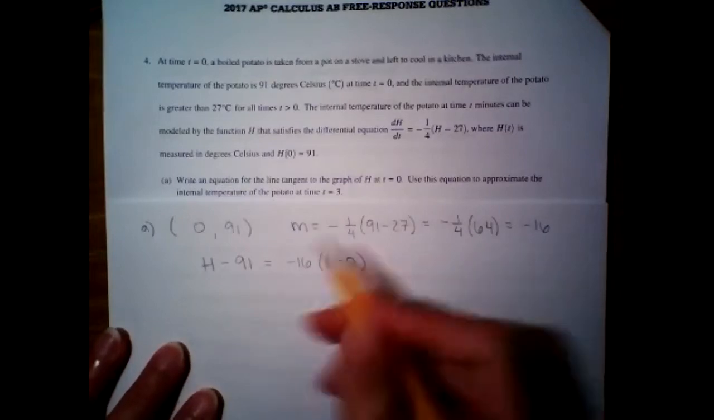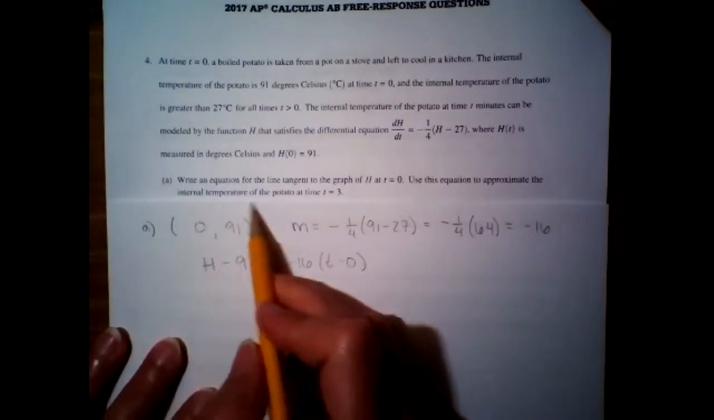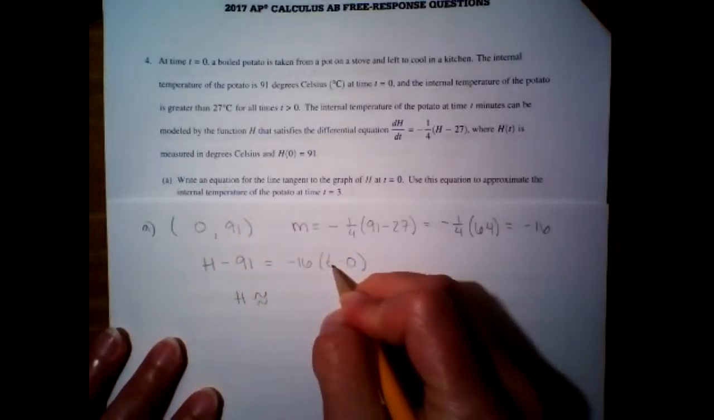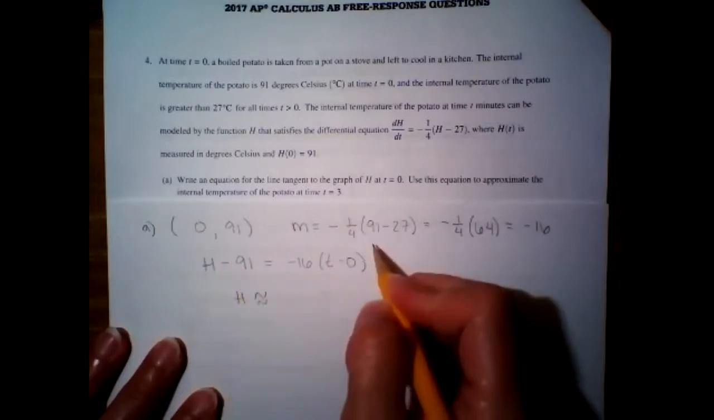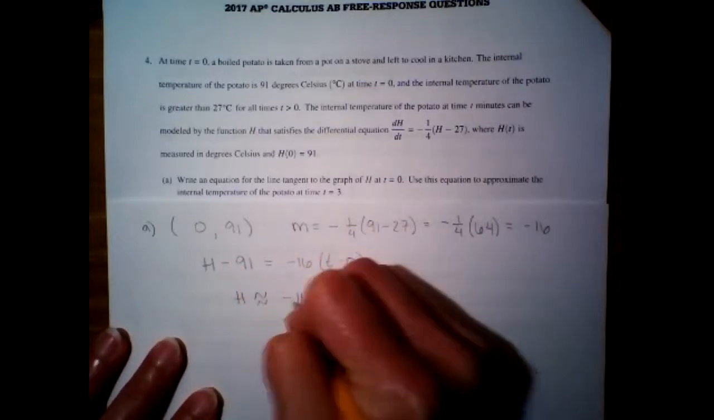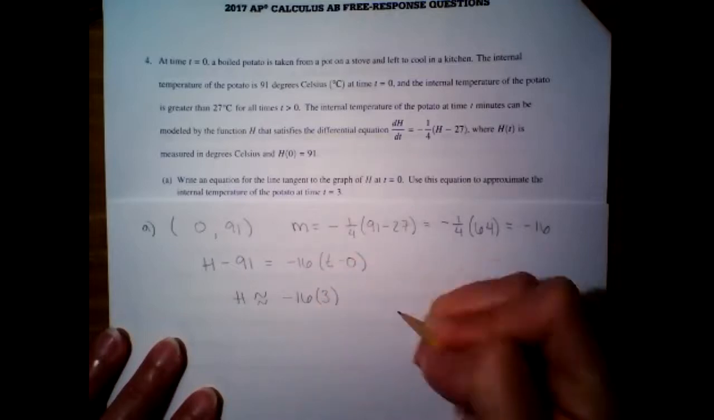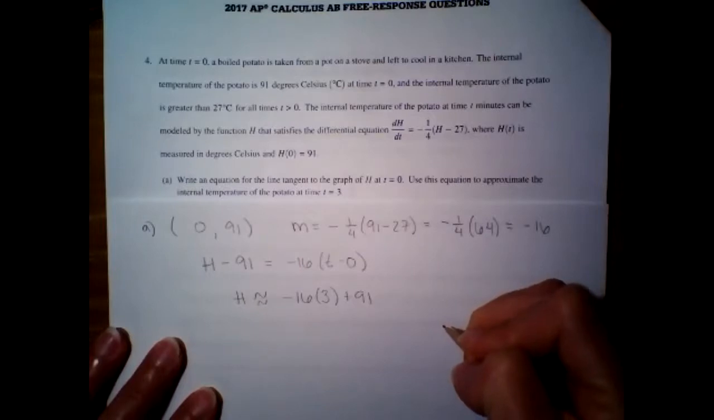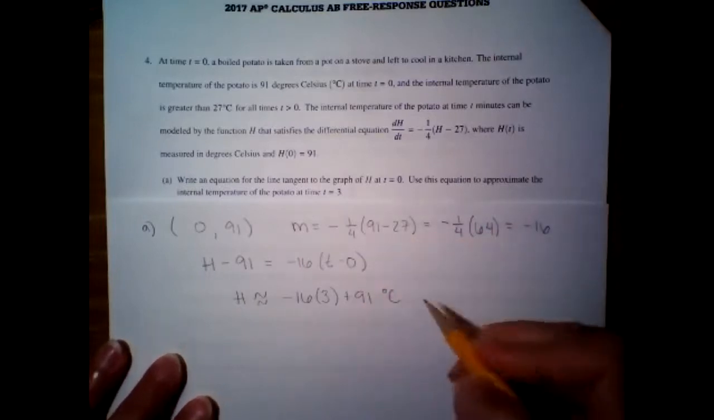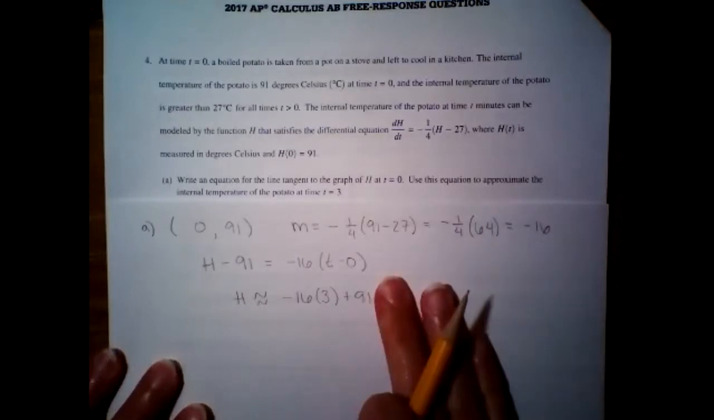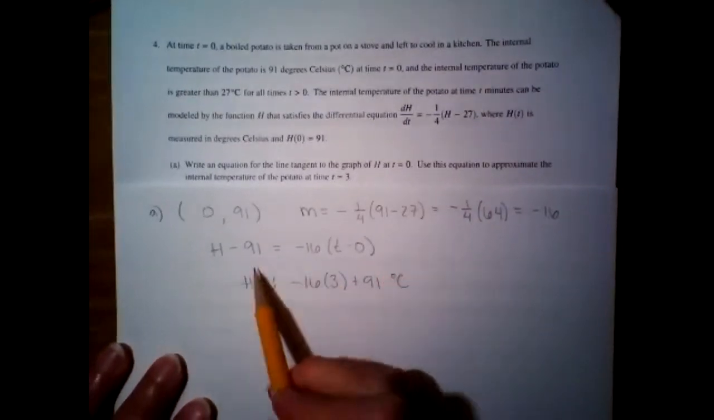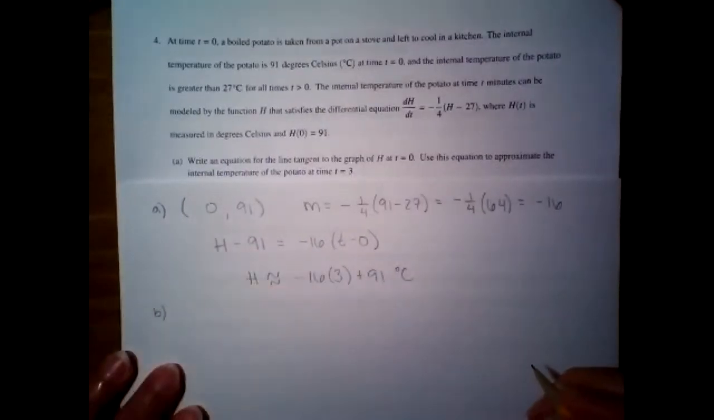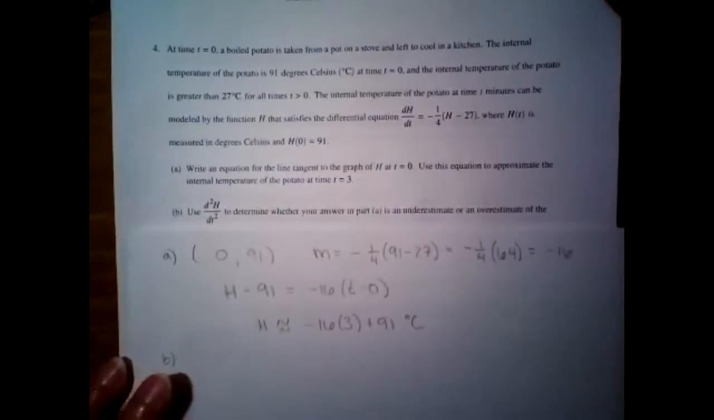the equation. And then they want you to approximate the internal temperature at time 3. All you have to do is plug in 3 for time and then get h by itself. So I'm going to add that 91 over. So negative 16 times 3 minus 0, just still be 3. And then add over the 91. You can leave it just like that. That's fine. It's degrees Celsius. They did not say indicate units of measure. So even if you left that off, you would be fine. So they were asking for this equation, and then they were asking for the approximation of the potato temperature at time 3.